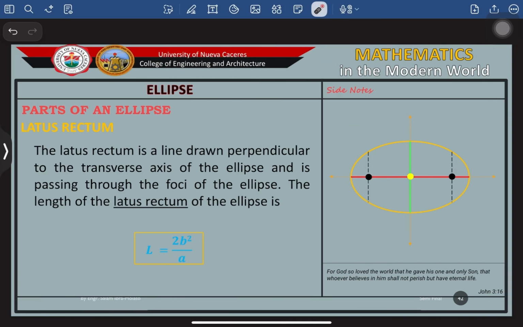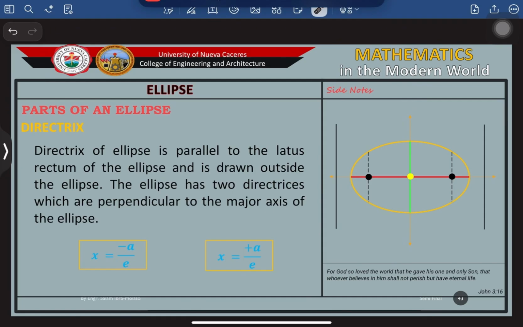Then the latus rectum. Since we have two foci here, therefore we can also have two latus rectum. So the formula for the latus rectum is given by L is equal to 2b squared over a. Next is the directrix. Since the ellipse has two latus rectum, therefore, it will also have two directrix.